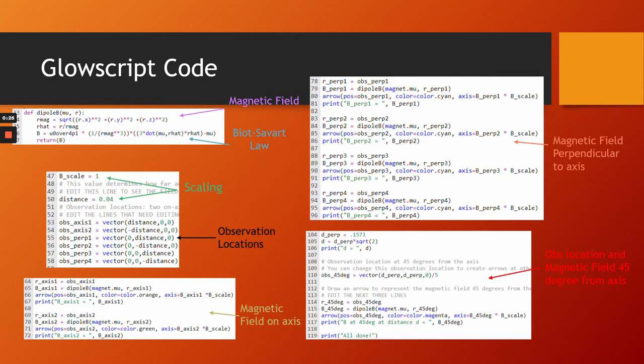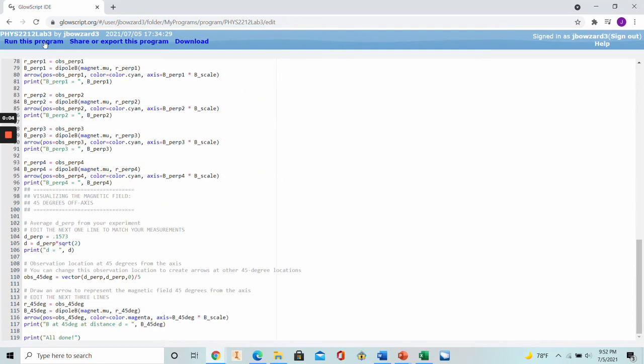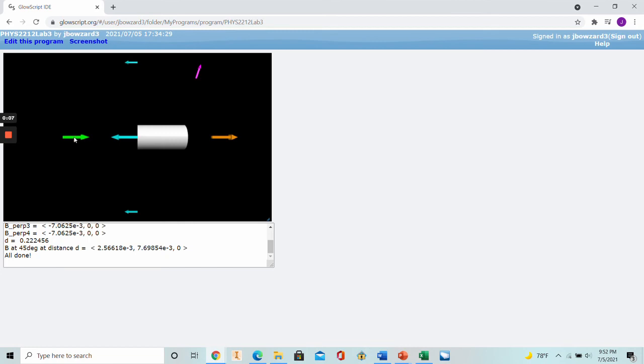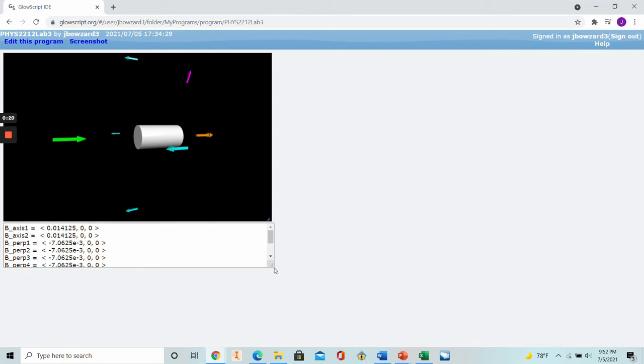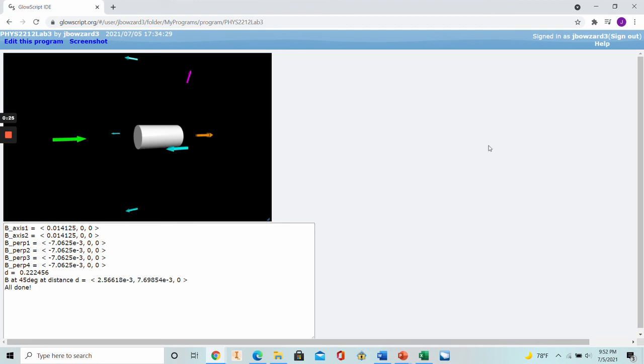Similarly, in the top right, I created 4 perpendicular axis magnetic field arrows. Lastly, I performed the same process for a magnetic field 45 degrees from the axis. If you would like to take a further look at this code, it's in the description of this video. From the visual model, you can see that the green and orange arrows represent the magnetic field on axis. The cyan arrows represent the perpendicular axis magnetic field, and the pink arrow represents the magnetic field at a 45-degree angle. The text box below provides the specific vector quantities for each object located in the model.